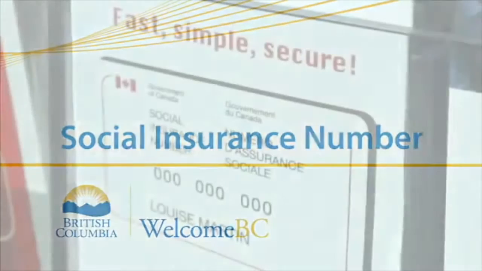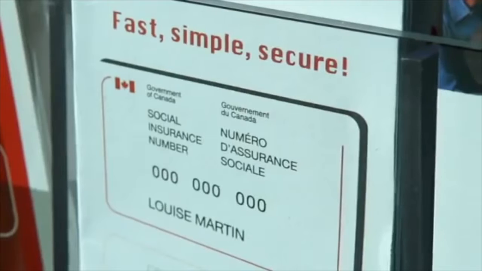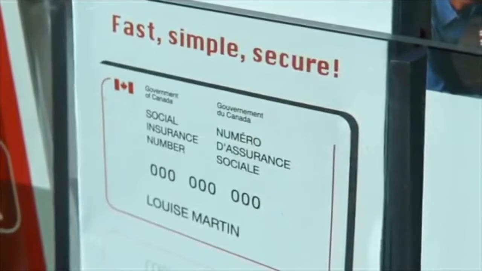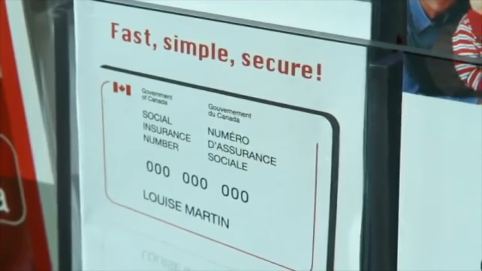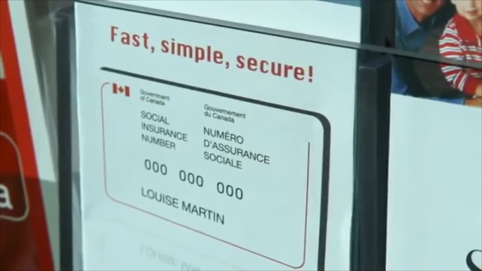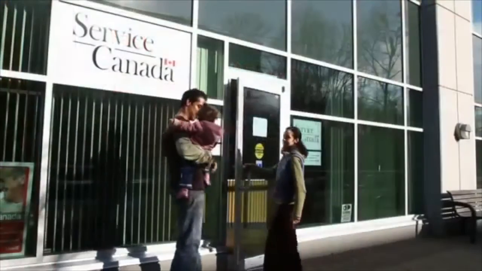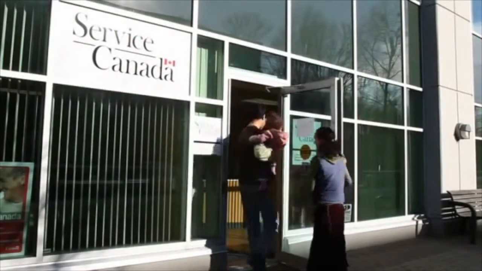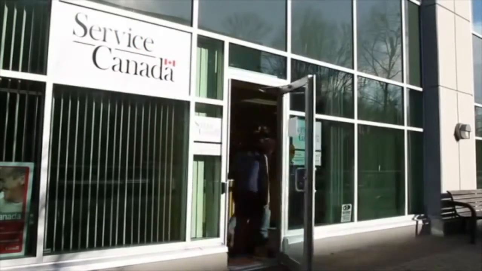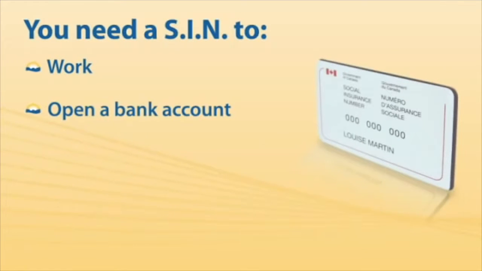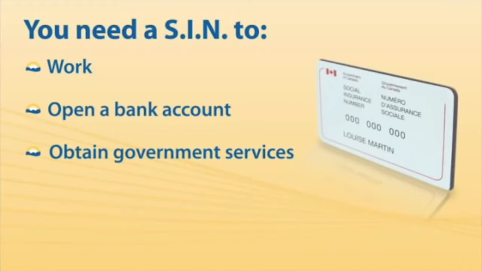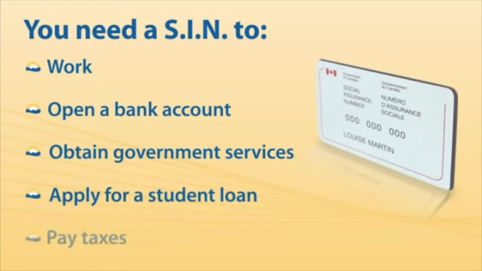A social insurance number, or SIN, is a 9-digit unique number issued by the Government of Canada to citizens, permanent residents, temporary residents, and students. You should apply for a SIN as soon as possible after arriving in Canada. You need to have a SIN to work, open a bank account, obtain government services, apply for a student loan, and pay taxes.